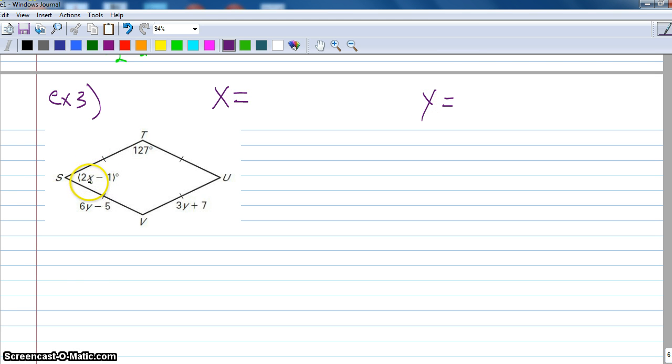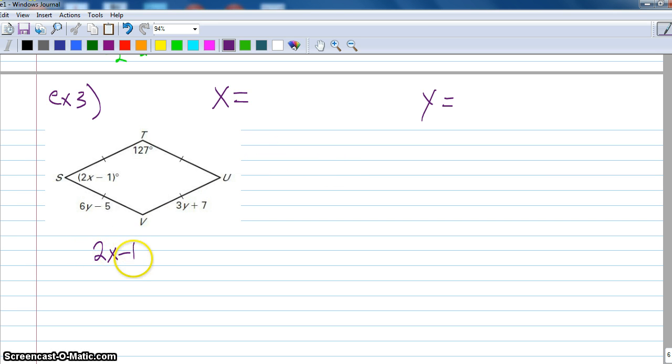Now here the angle, this is 2x minus 1, and that's 127. Now if the 127 were right here, then these would be opposite, because they're on opposite sides of each other, but they're not opposite. But S and T are consecutive angles. And just like parallelograms, because a rhombus is a parallelogram, when you add these two, they have to equal 180. Remember, if the 127 were right here, you would put them equal to each other. But since it's over here, they're supplementary.